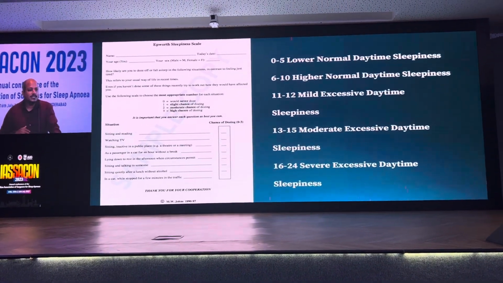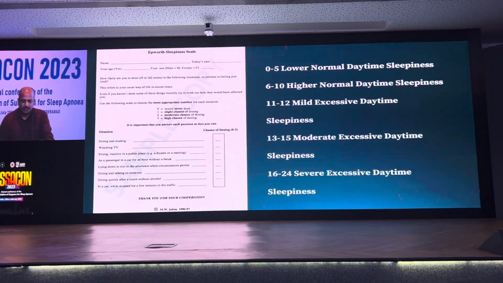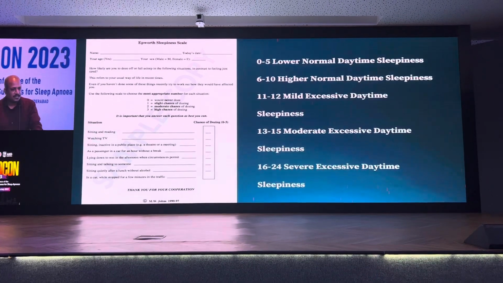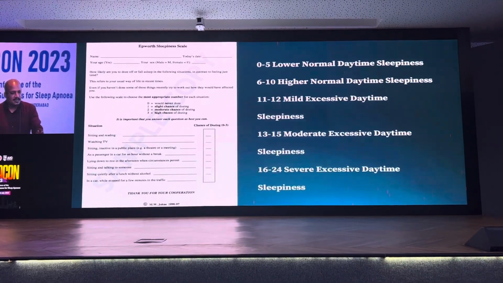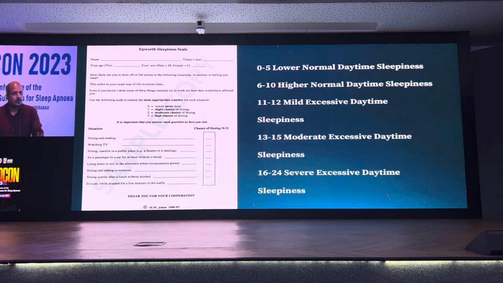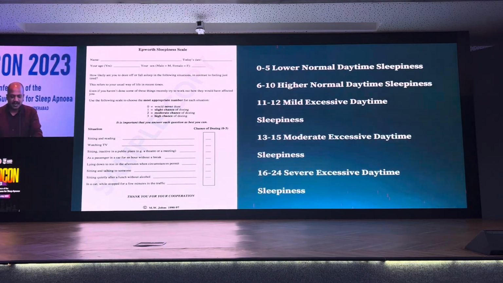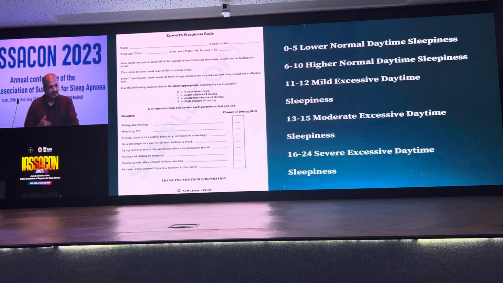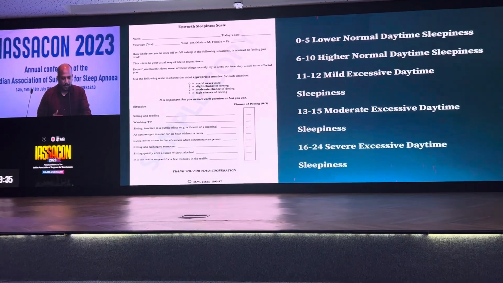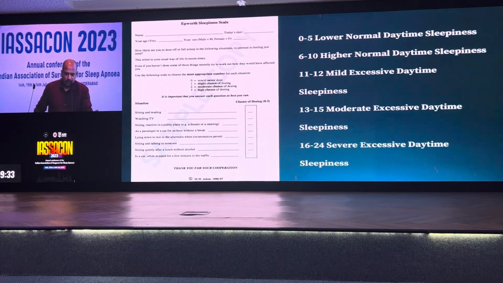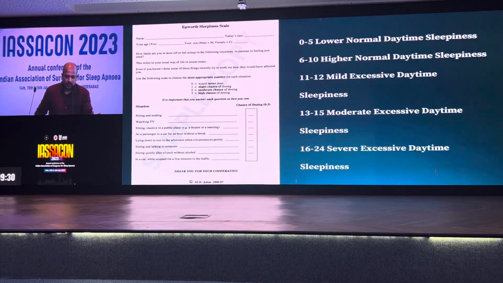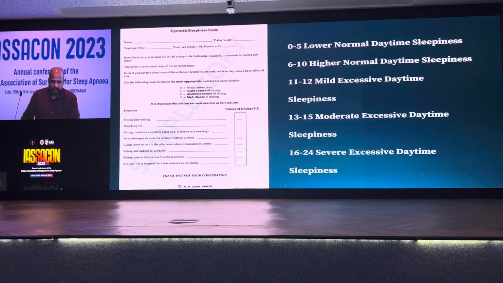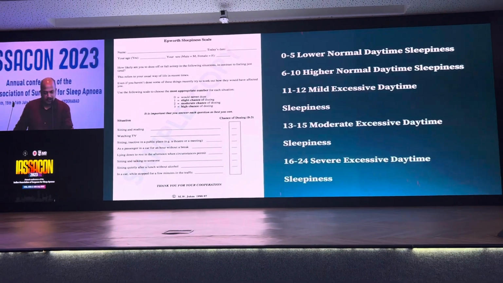When it comes to assessing daytime sleepiness, the most common questionnaire we use is the Epworth sleepiness scale. This doesn't give the severity of obstructive sleep apnea; it only tells us the propensity of the patient to fall asleep. The advantage of these kinds of questionnaires is that you're involving the patient as a part of the survey. It has 8 questions, and based on the total score, we have 0 to 5 for lower normal daytime sleepiness, 6 to 10 for higher, 13 to 15 for moderate, and 16 to 20 for severe.